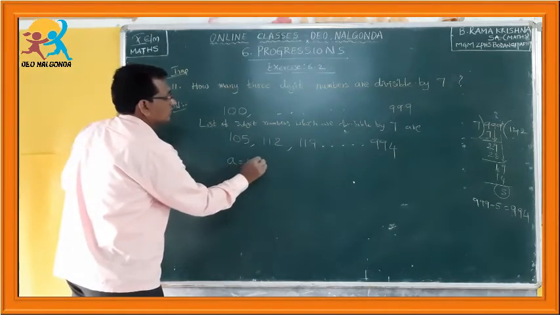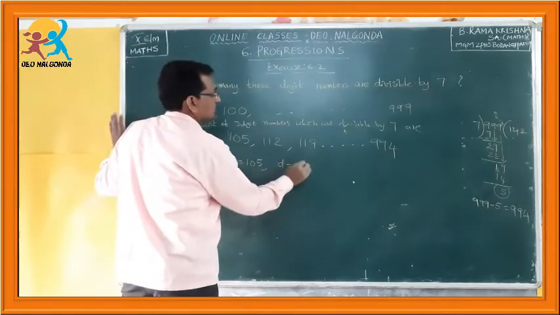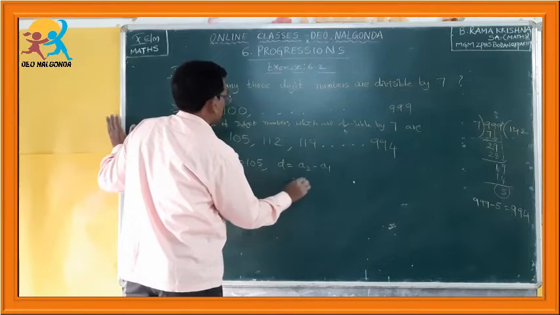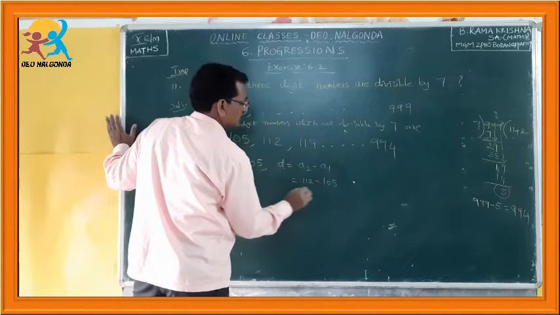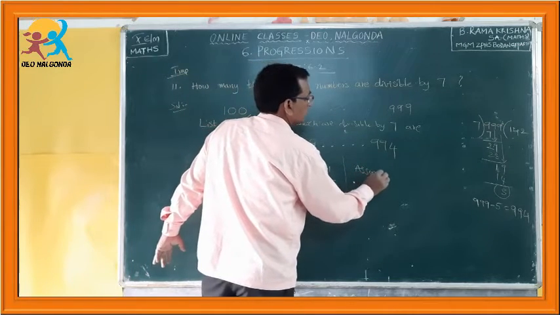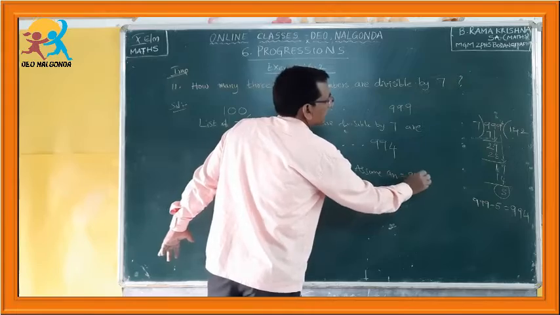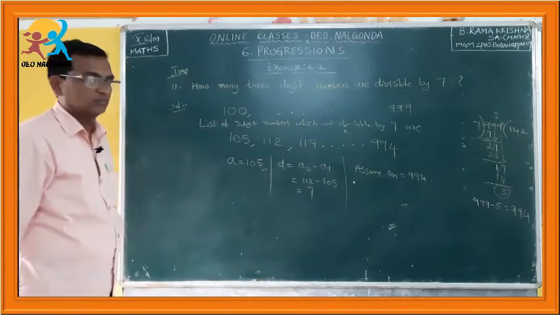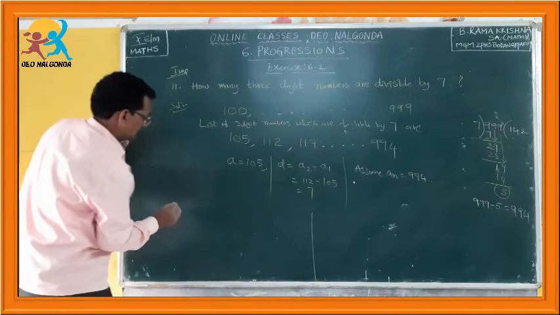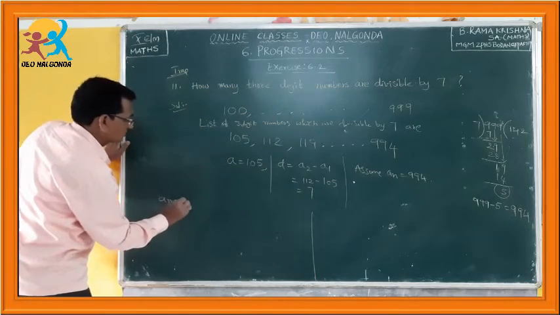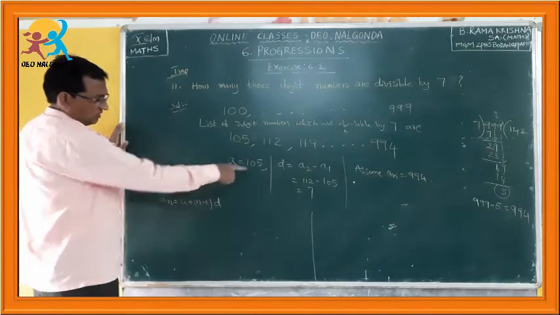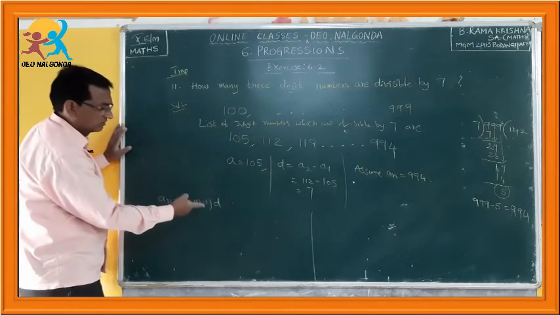Let me see. A is equal to 105, D is equal to A2 minus A1, which is 112 minus 105, which is equal to 7, and assume An is equal to 994. By assuming that only we can do this. So, write down the formula here. An is equal to A plus (n minus 1) into D. You have all these values except n. You have to find out that n.